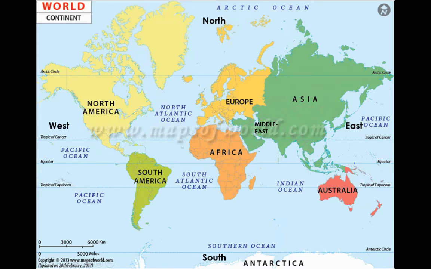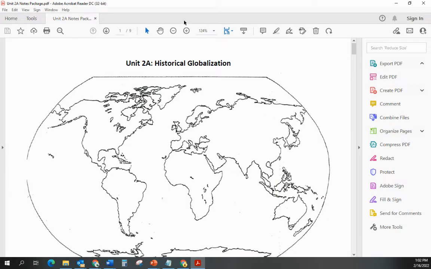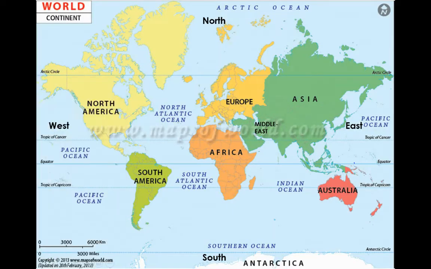In your notes package, you have definitely noticed that you have this map of the world. I invite you to label the continents. If you're a fancy person, you can even pull out some pencil crayons and color the different continents in different colors, if you want to have nice, beautiful notes. But if you're just a straightforward person, then just label the continents. So we have North America, South America, Africa, Europe, Asia, Australia, Antarctica.